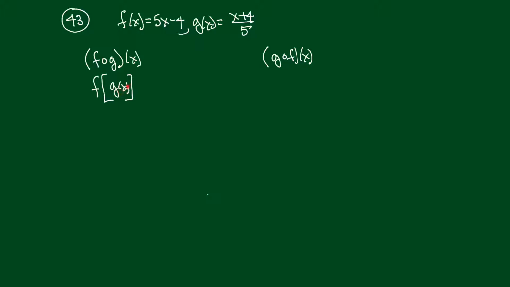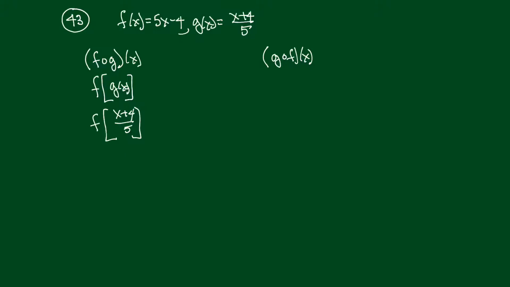Now what do you do with this? g of x, what is g? Well, g is this fraction right here. Let's not worry about it, it's a fraction, so let's just put it in here and see what happens. f of, now g of x is what? (x + 4)/5. And now what do we do with this (x + 4)/5? Well, we're going to process it with f. So go to f right here, and replace that x with that expression right there.